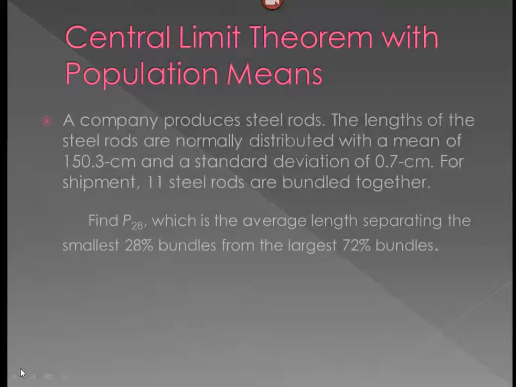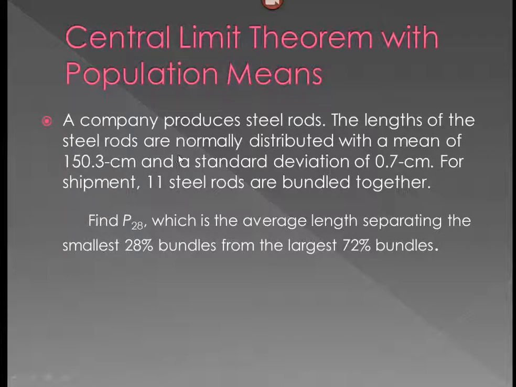We can even go in the other direction, and some of the problems on your homework will do so. In this problem, a company produces steel rods. The length of the steel rods is normally distributed with a mean of 150.3 and a standard deviation of 0.7 centimeters, or 7/10 of a centimeter. For shipment, 11 steel rods are bundled together. Find P28. As you have worked through your homework, I'm sure you've seen this before. But this is the average length separating the smallest 28% of bundles from the largest 72% of bundles. P28 means the 28th percentile.